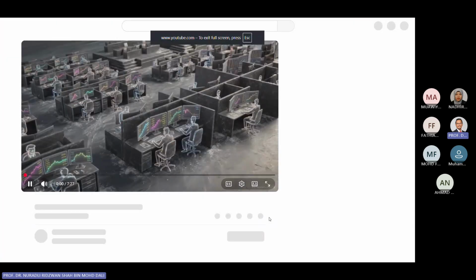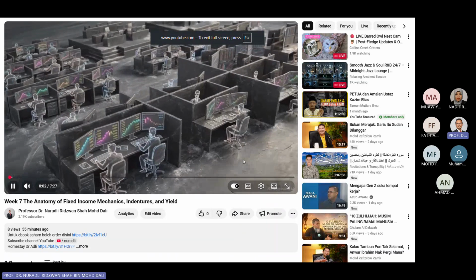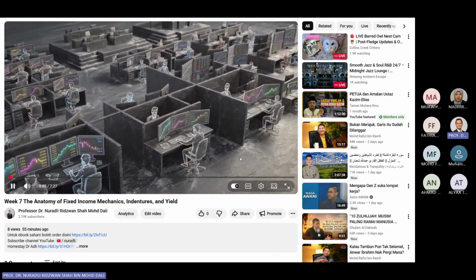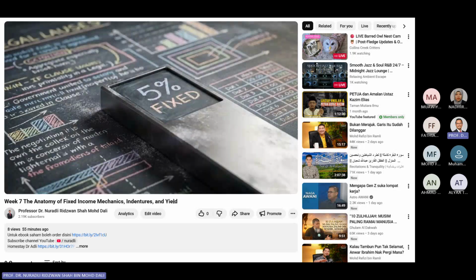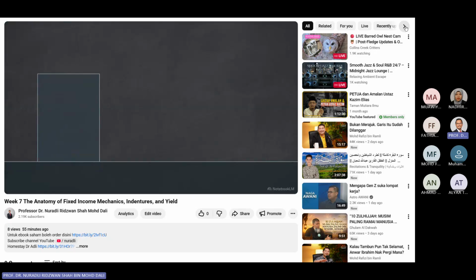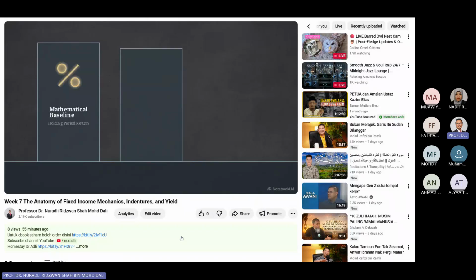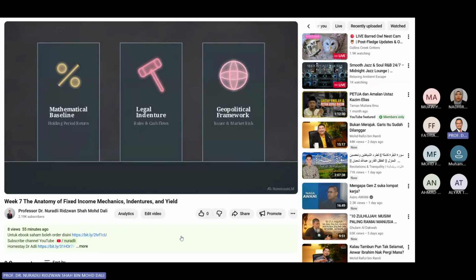Make no mistake, the global debt market completely dwarfs the world's equity markets in both absolute size and structural complexity. Nominal coupon rates provide the headline figure, but omit the structural data required for a complete valuation. A precise evaluation relies on three distinct pillars: the mathematical baseline of returns, the intricate legal indentures that govern cash flows, and the geopolitical frameworks of the specific issuer.